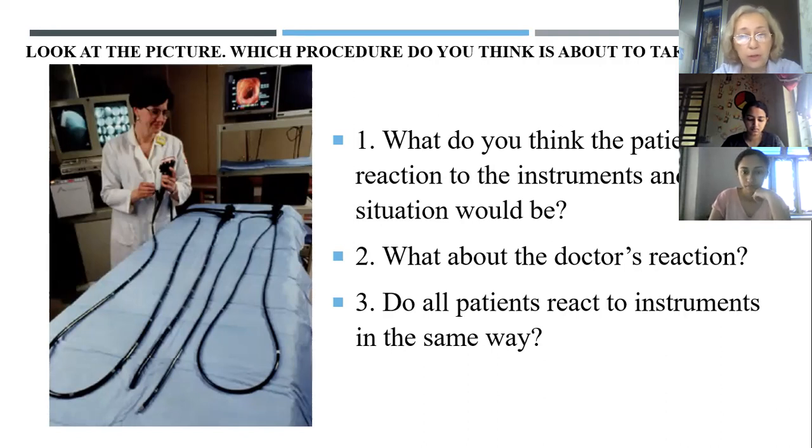Well, and so what about the doctor's reaction? The doctors will explain how this procedure will work, and they will explain to the patients how this procedure will work. Okay, so do we have anything to add about the doctor's reaction?